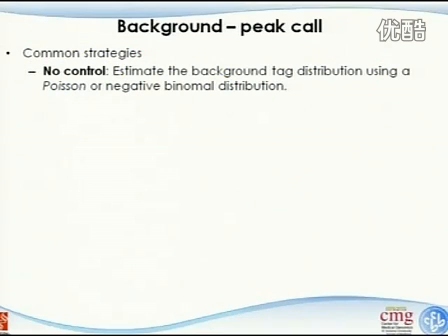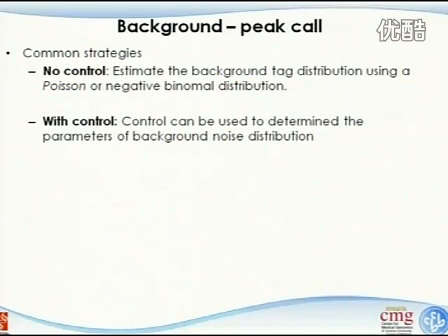What people do to call a peak is estimate the background tag distribution using a Poisson or negative binomial distribution. If they observe a peak around that region, under the assumption that all the background noise should be equally distributed, then for one window size, the number of fragments, even in the background, should follow a Poisson distribution. Then they can generate this background distribution and compare it with the real distribution from the data to call the significance.